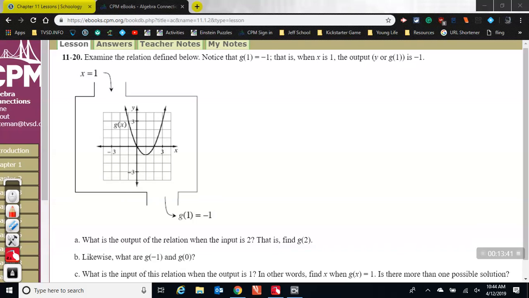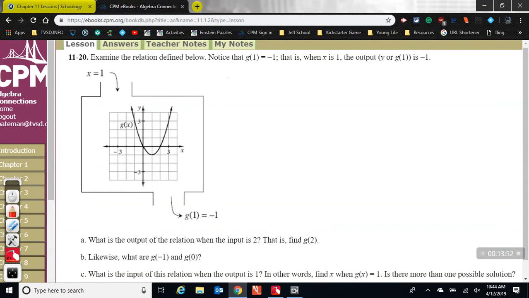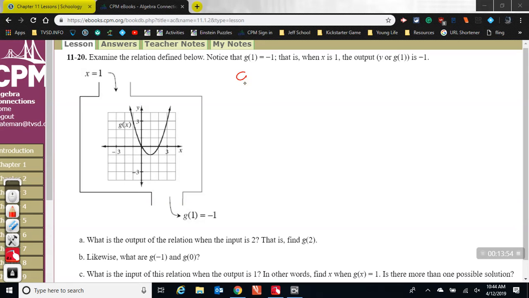Our last thing that they might ask you to do is to evaluate a relation by looking at a graph. Here we see that g of x is just represented by this graph right down here. All right, we can see that because it's titled right there. And what if they're now asking you to go ahead and find g of 1, as they showed us here down at the bottom there.